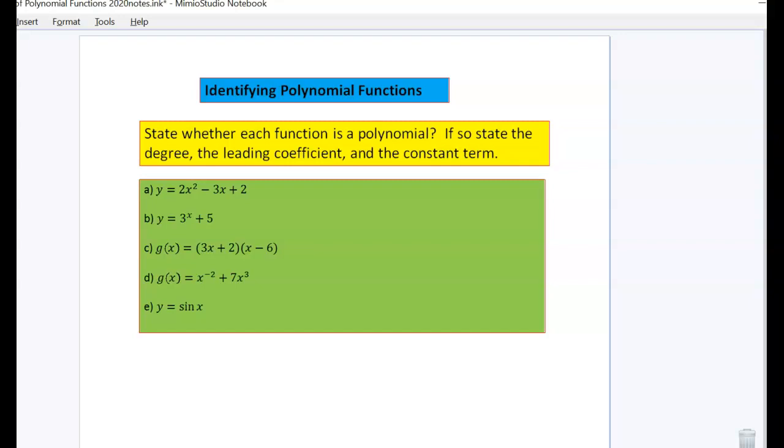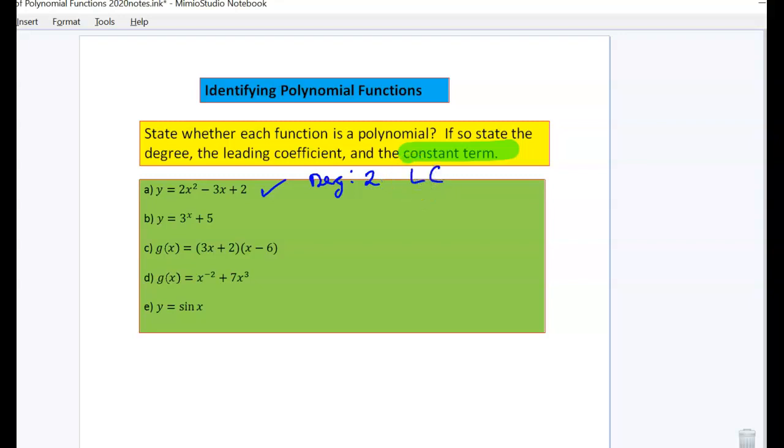All right, in this next set of 5 problems, we want to state whether each function is a polynomial, and if so, state the degree, the leading coefficient, and we've also added the constant, and we'll explain what the constant is. So equation A is a polynomial, yes. The degree would be degree 2, because the highest exponent is 2.